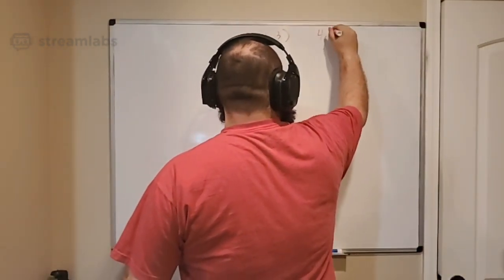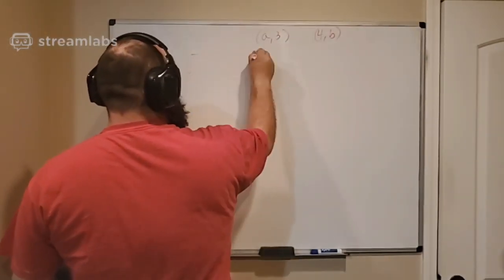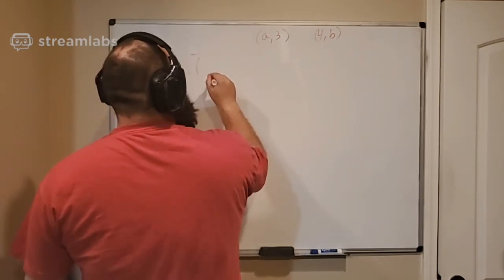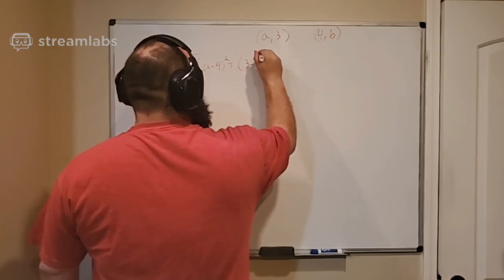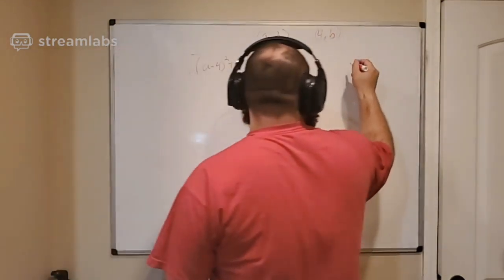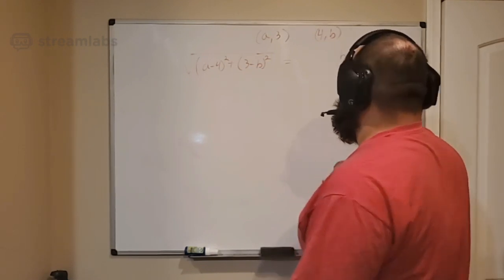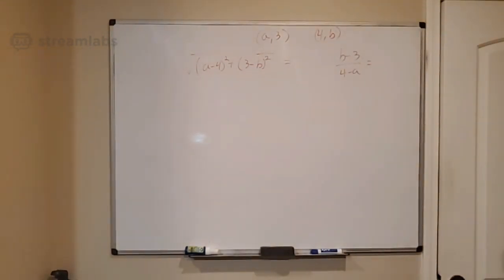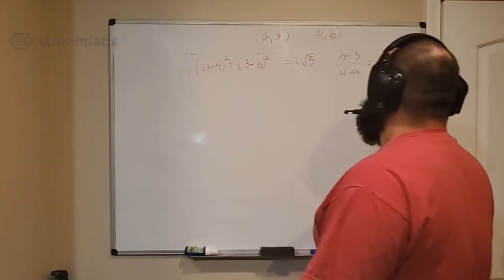So I'm just going to go ahead and write them out. The distance formula is the square root of, it doesn't matter what order you put them in, A minus 4 squared plus 3 minus B squared, whatever value that equals. And then you have the slope, which is B minus 3 over 4 minus A, equals whatever that equals. 4 root 5 and negative 1/2. And then you solve these by system of equations, basically.